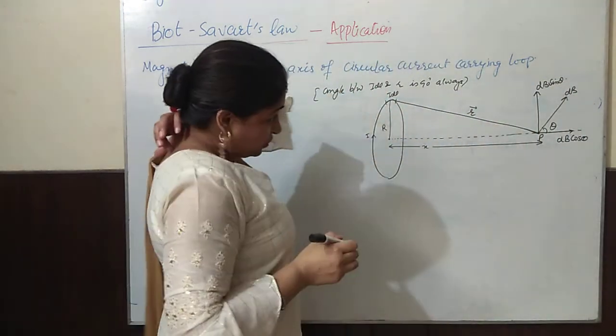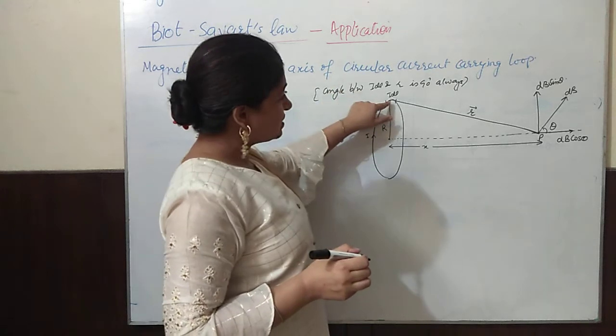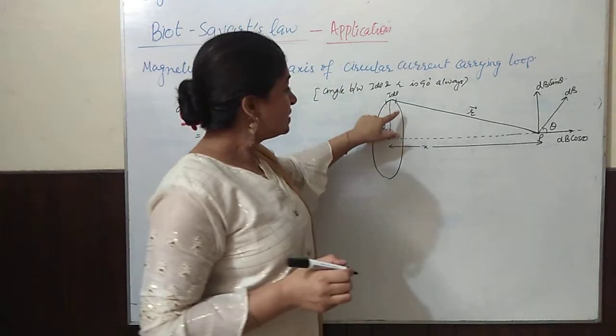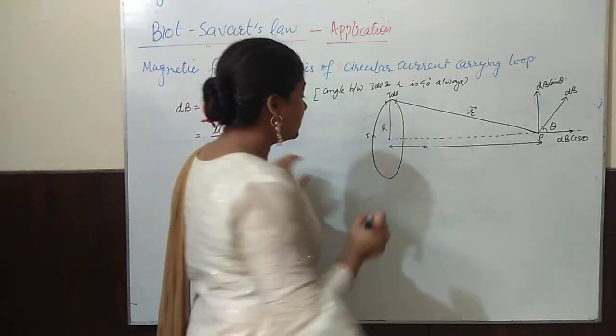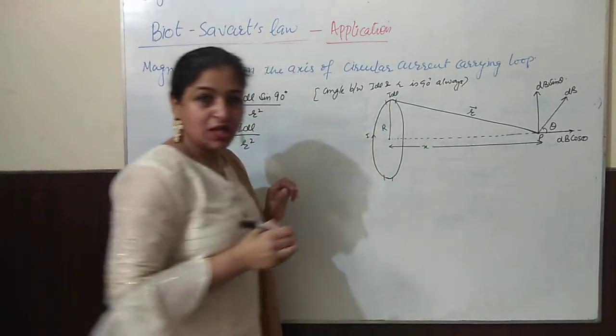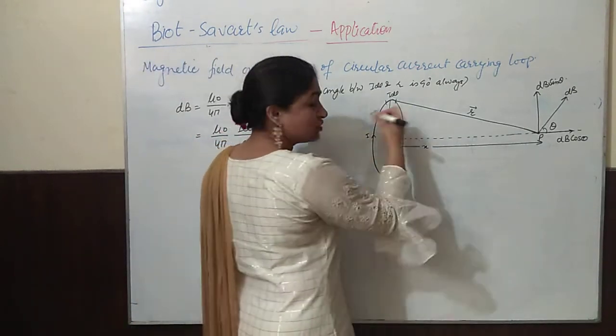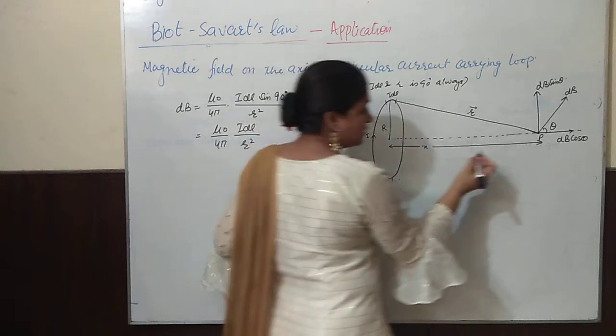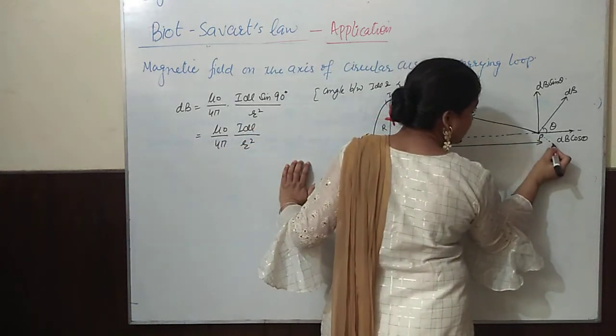You can see here, I have just considered one element. If I consider one more current element which is exactly opposite to this current element, then because of the symmetry of this loop, the magnetic field will be in this direction.